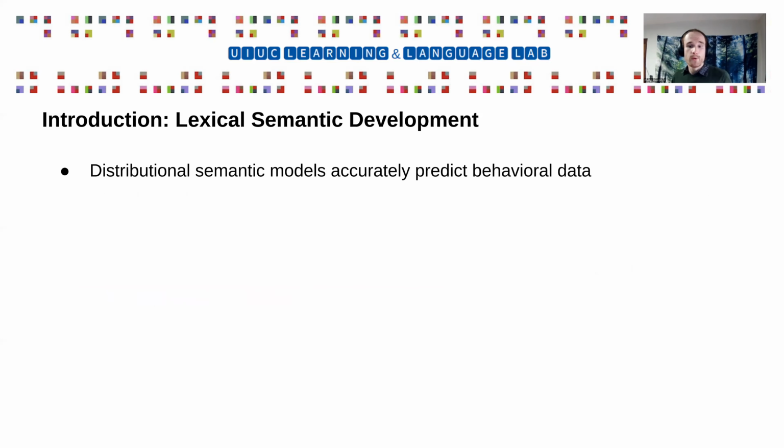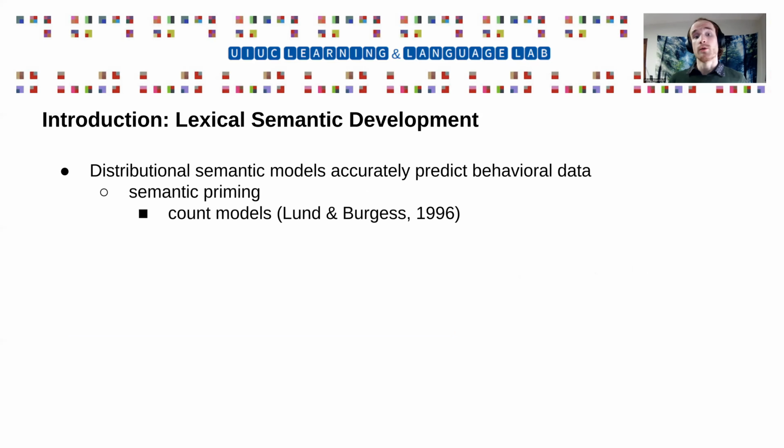Okay, so we've motivated a model. We have situated ourselves. We know what kind of task we're trying to model. Let's further defend my model choice. So in general, distributional semantic models can account for tons of behavioral data in language processing.